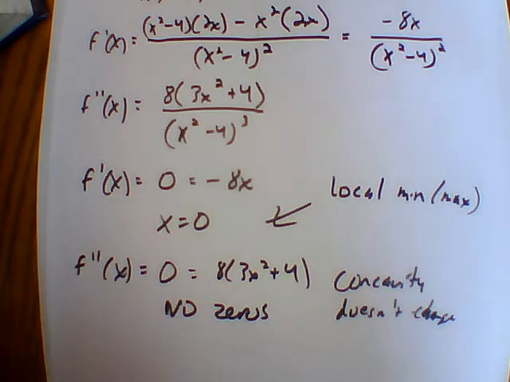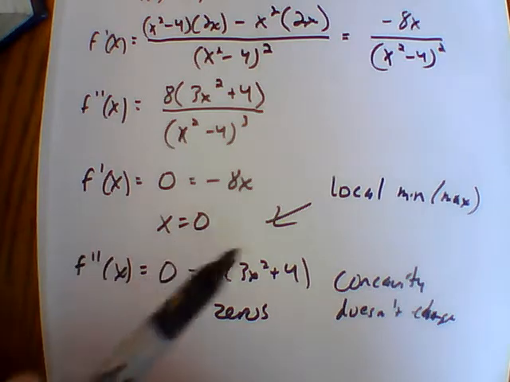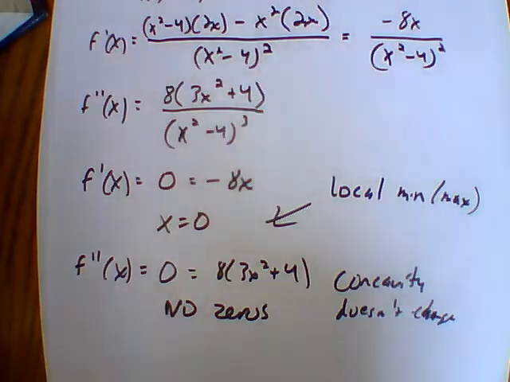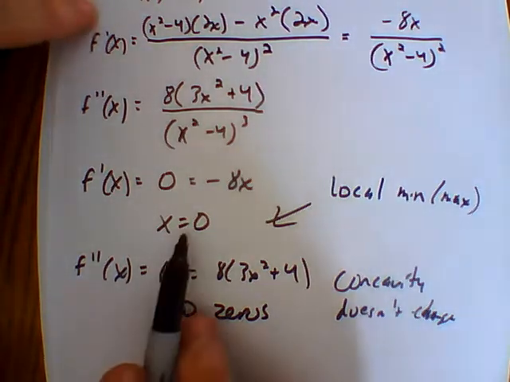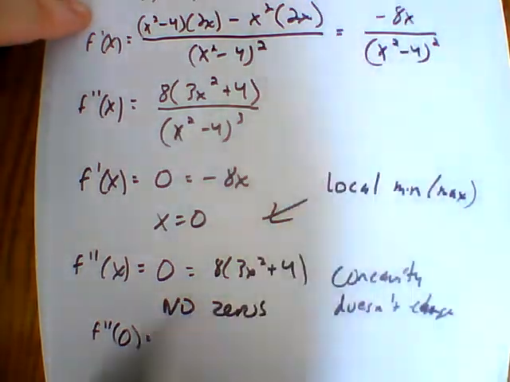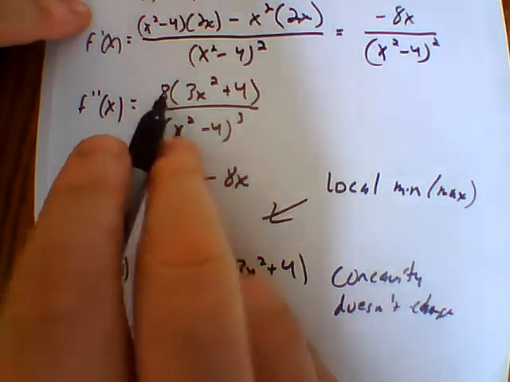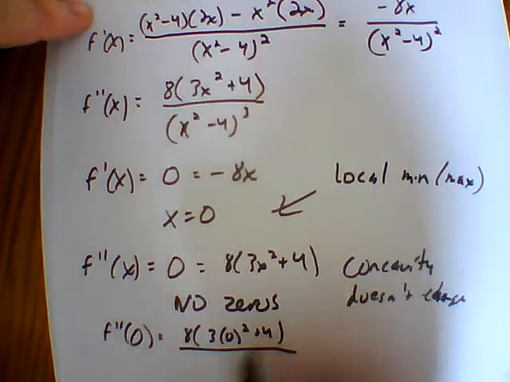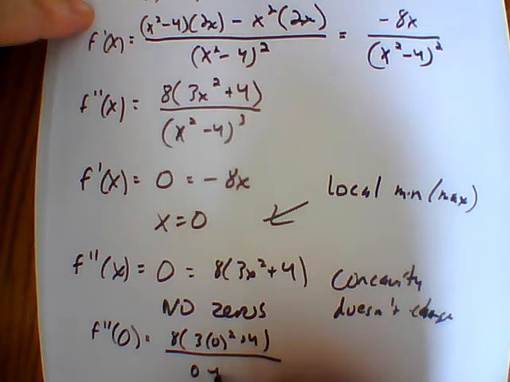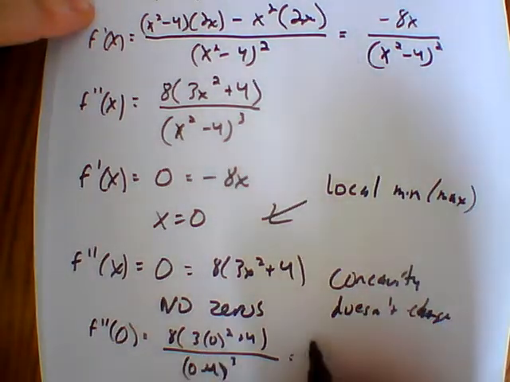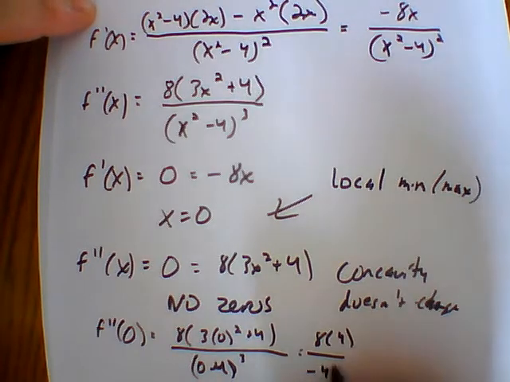But we are going to be looking for whether this is an actual local maxima or local minima. If we consider this overall problem, please remember the second order derivative test from the previous lesson. If we take f double prime of 0 and plug it in here, we would have 8 times 3 times 0 squared plus 4, over 0 minus 4 cubed. So we see that this is 8 times 4 over negative 4 cubed.